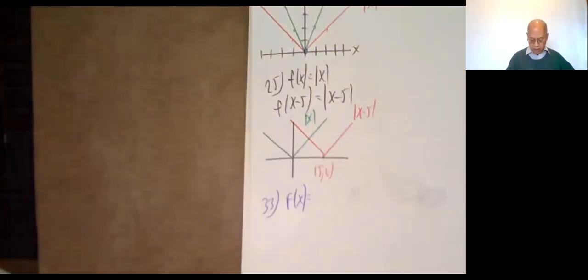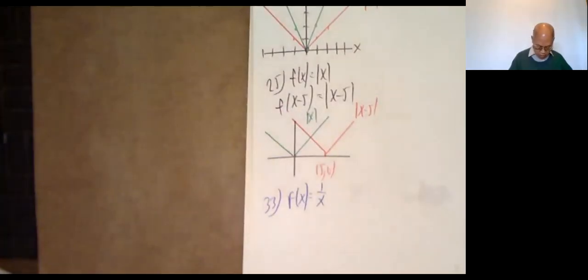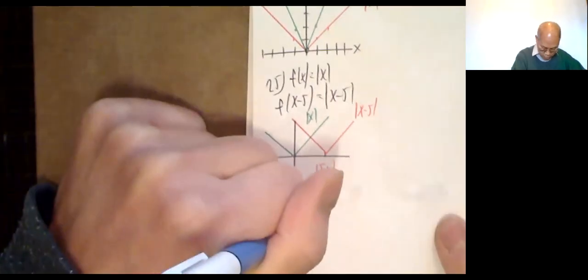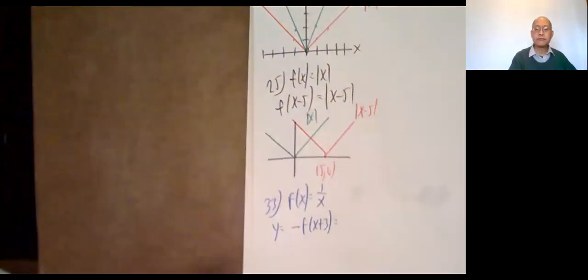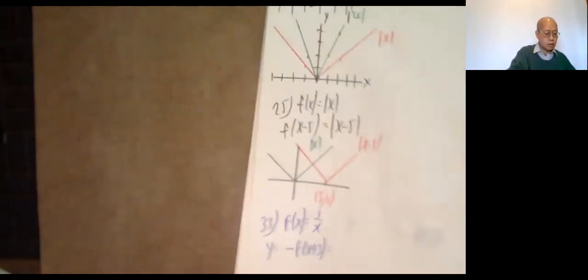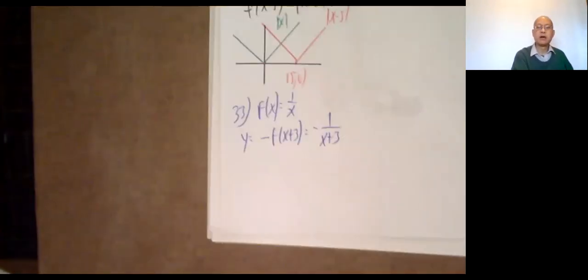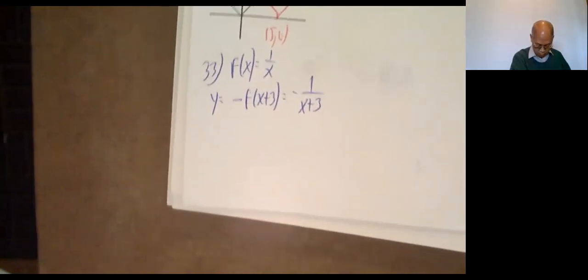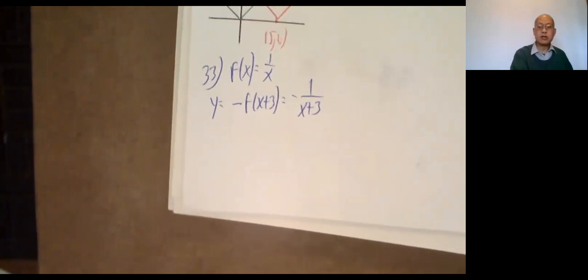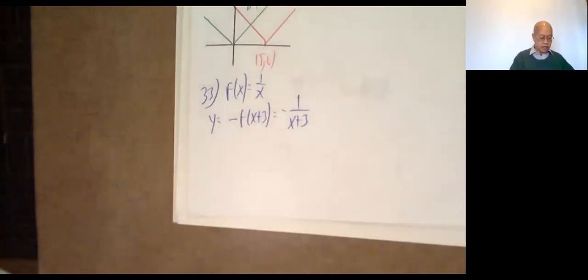You've got capital F of x is 1 over x. Doing y equals negative f of x plus 3, which is negative 1 over x plus 3. All right, so they want you to give the progression of that. Okay, so start with your basic 1 over x function, the reciprocal function, right?